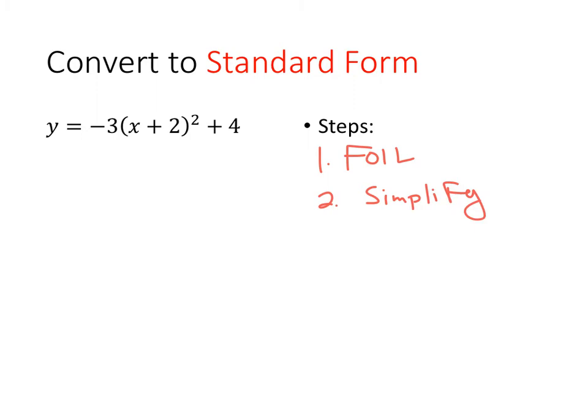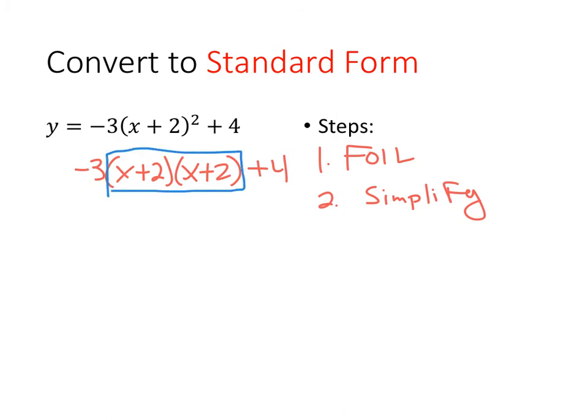So in order to FOIL this, the first thing that I need to do is expand this. So this is x plus 2 times x plus 2 plus 4. And I'm only going to work with this first, so I need to do my order of operations. So negative 3, and I'm going to FOIL that, which gives me x squared plus 4x plus 4.